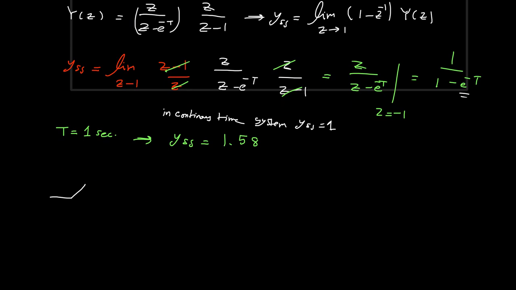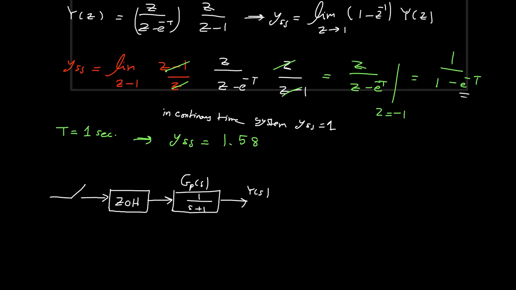So now let's assume that we are introducing a zero order hold. And here we have the plant, which is P of s, which is 1 over s plus 1. And here the output is Y of s. The input is E of s. The sampling period is T. And this will be now E reconstructed of s. And this will be the E star of s.